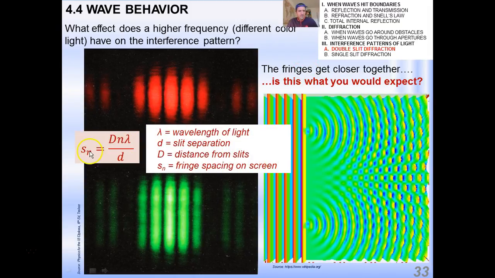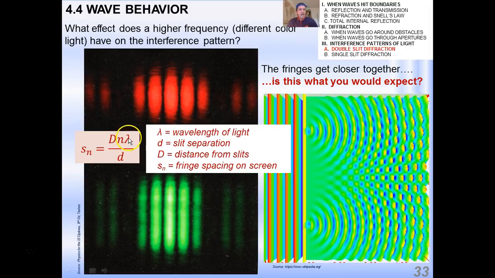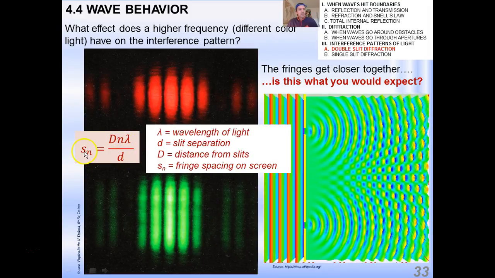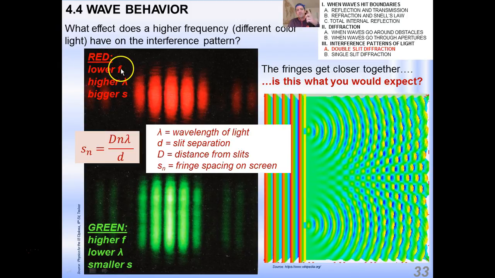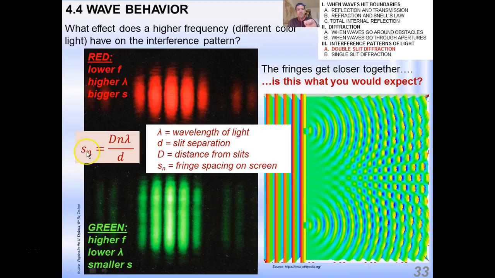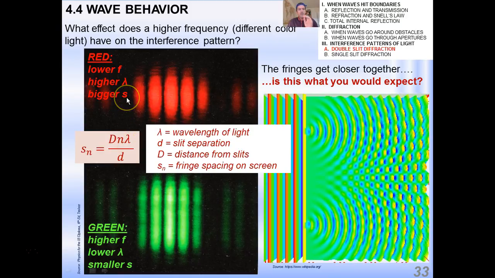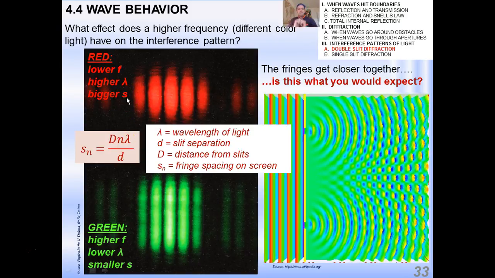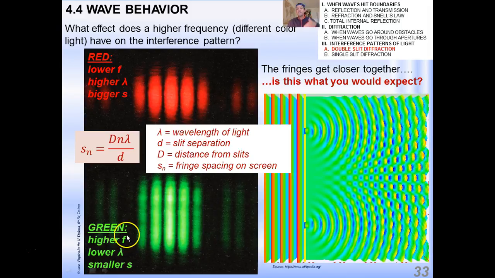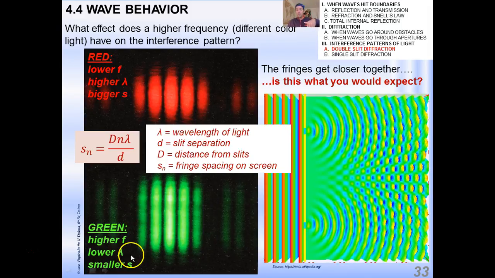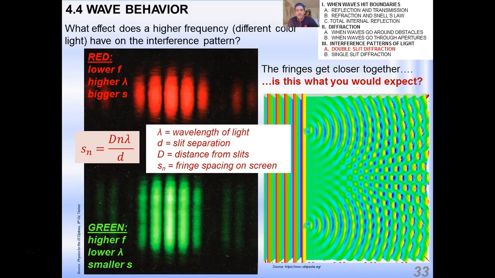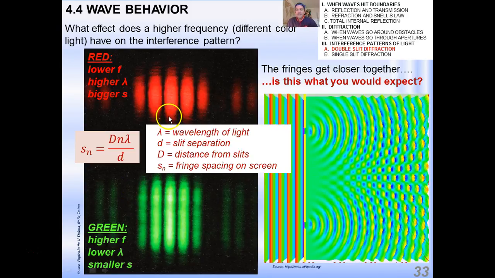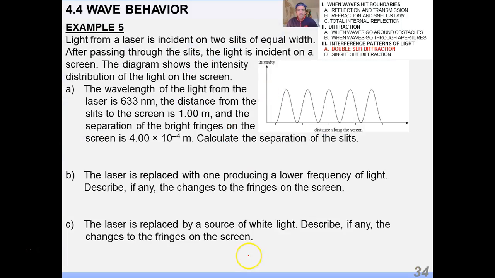Of course it is, because S equals d lambda over little d. So S is proportional to the wavelength. In red, you have a lower frequency, so you have a higher wavelength. Therefore, because of this relationship, you have a larger fringe separation than you do with green, which has a higher frequency, therefore a lower wavelength, and they're squashed closer together. How awesome is this? Okay, it's so cool, and it makes sense. It's beautiful. Okay, all right, try this example on your own, and then I'll go through it.